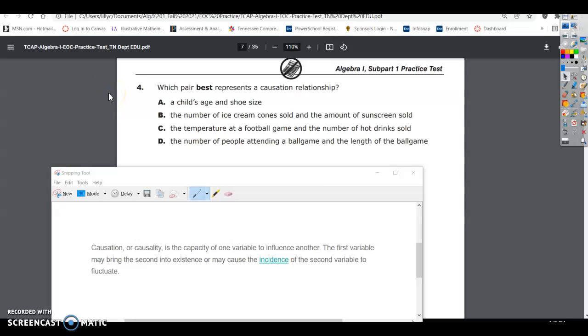Algebra 1 EOC practice test number 4. Which pair best represents a causation relationship?